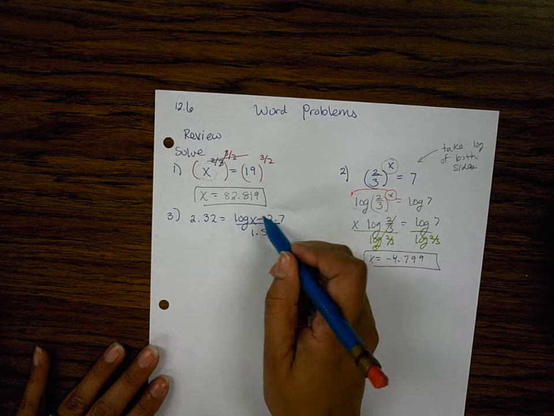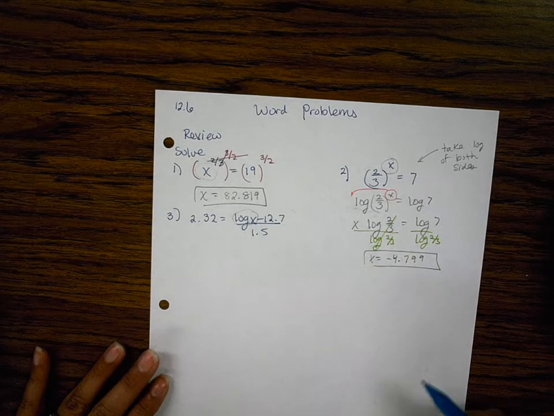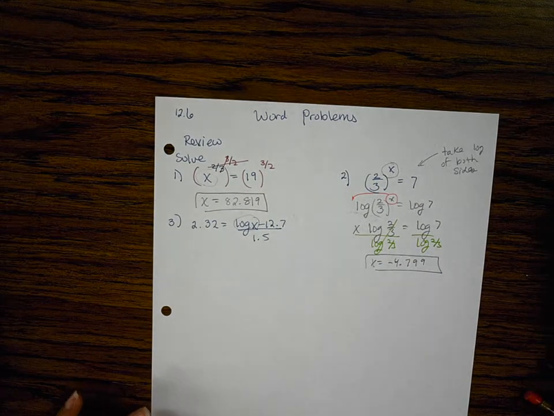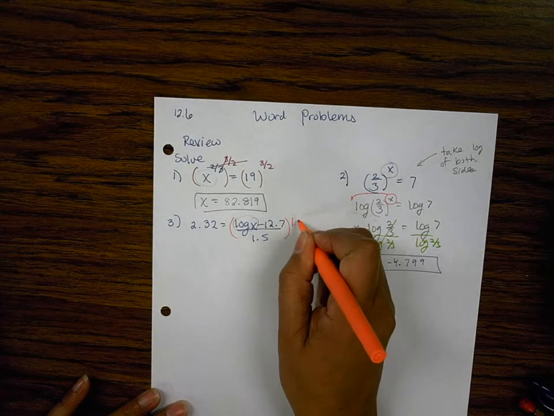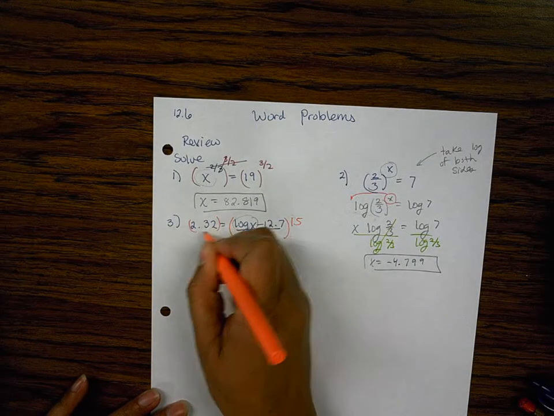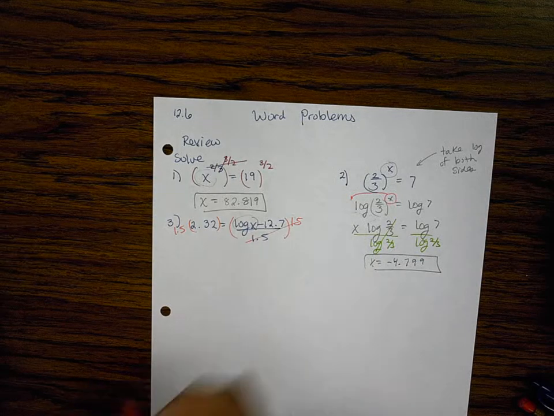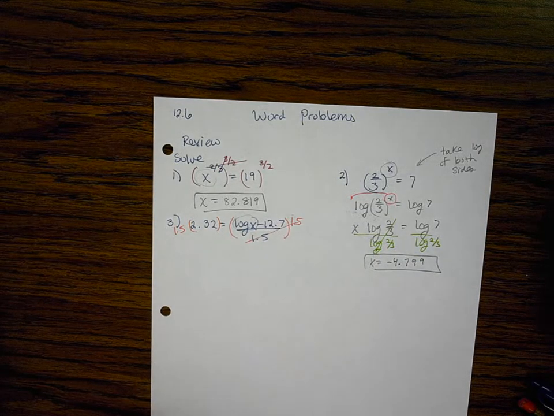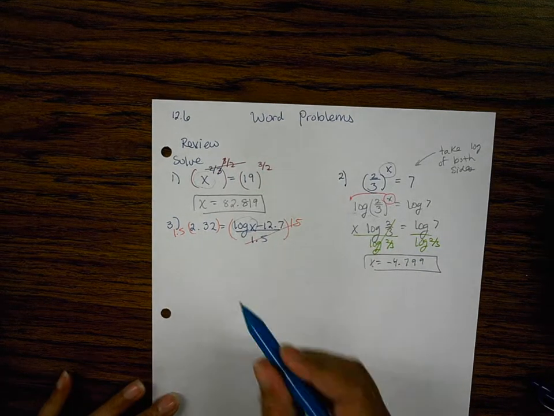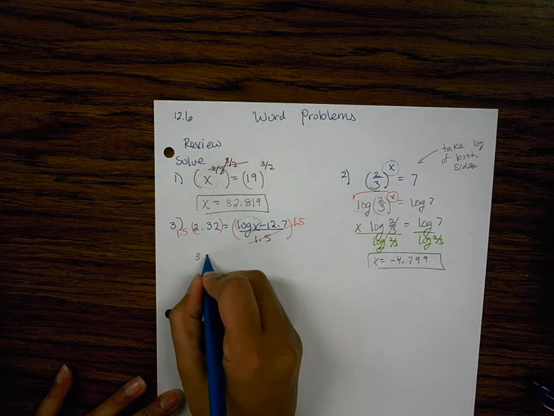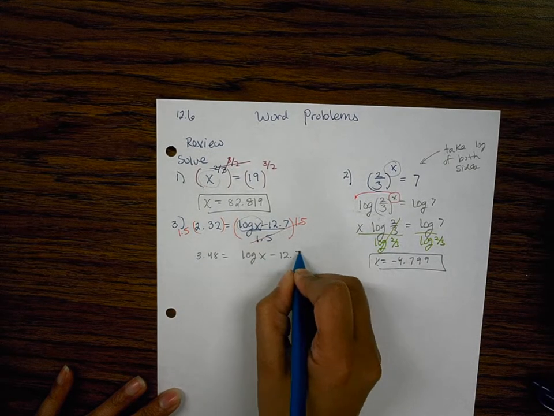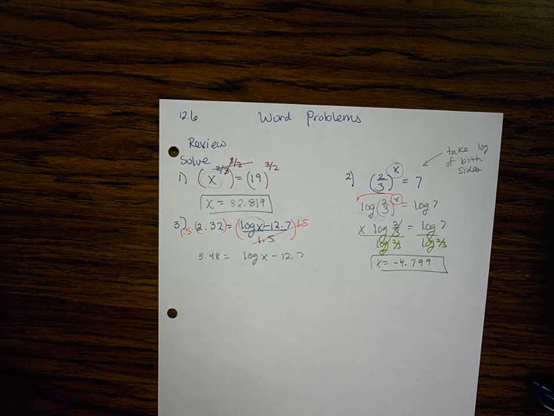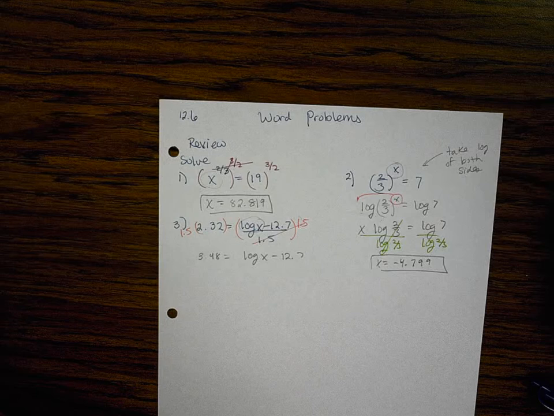Okay, so this one has a log. If there is a log and there's only one log, there's not a log on each side, you're going to isolate this log. You're going to get it by itself. And you do the stuff you learned back in middle school. You first multiply both sides by the 1.5. Plug that in your calculator. 1.5 times 2.32. You get 3.48 equals log of x minus 12.7.